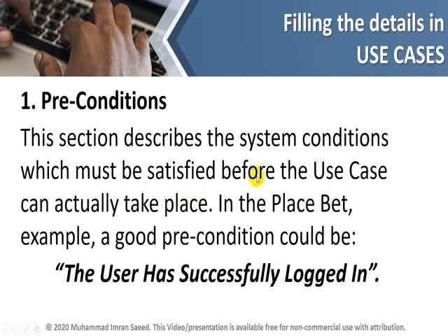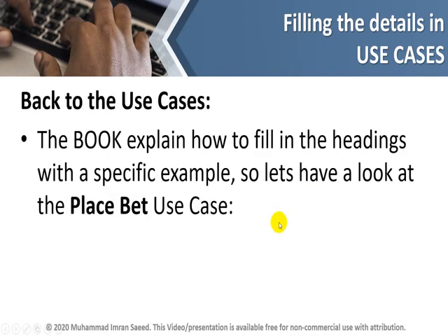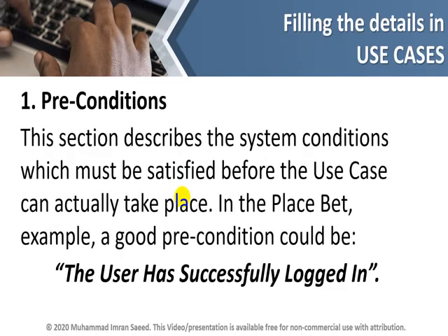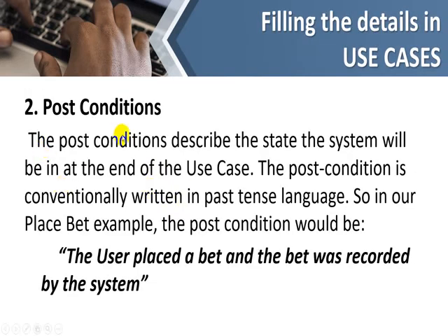So the precondition is before placing any order, I must be logged in. So same is here. In the place bet example, a good precondition could be the user has successfully logged in. That means I'll have to write down over here the precondition the user has successfully logged in or user is logged in. He's already in the system. So now let's move to the post condition. The post condition describes the state the system will be in at the end of the use case. So when the process will complete, what will be the condition in which state the system will be.